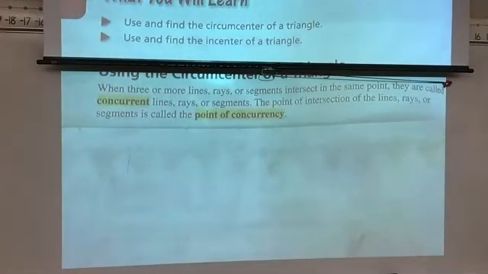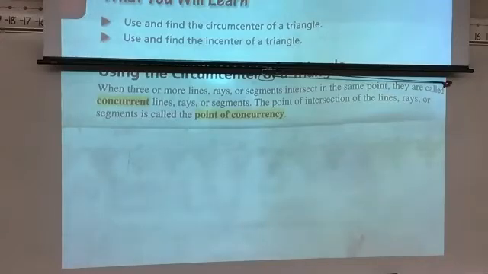Over the next four, we're going to talk about four different points of concurrency. Specifically, we're going to be looking inside of triangles, at different points of concurrency. They're going to be very similar to each other, so we've got to stay organized. That's why we have the notes that we have.